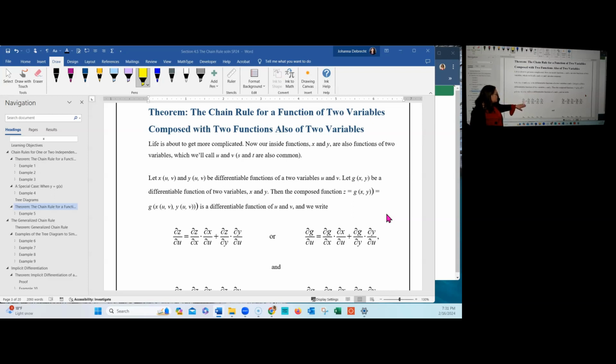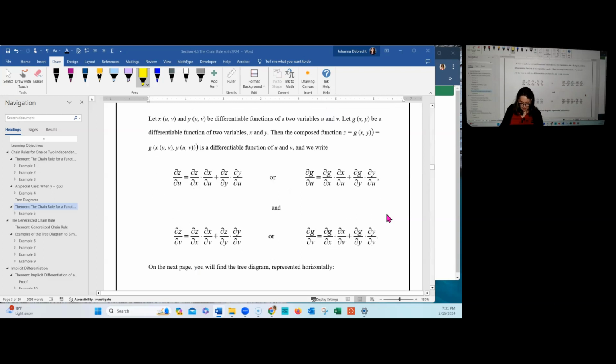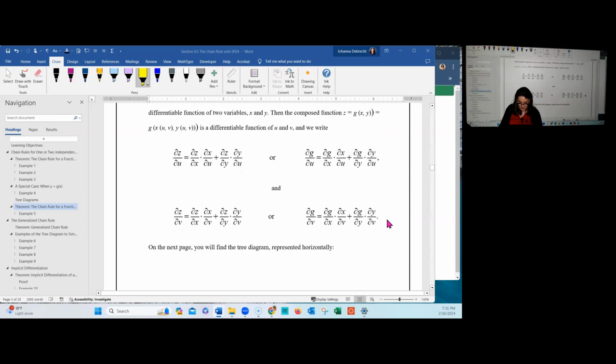The partial of z with respect to u will be the partial of z with respect to x multiplied by the partial of x with respect to u. Notice we use the partial notation here because x is a function of two variables. Then we have the partial of z with respect to y multiplied by the partial of y with respect to u. We have the same equation, but in terms of the variable v.